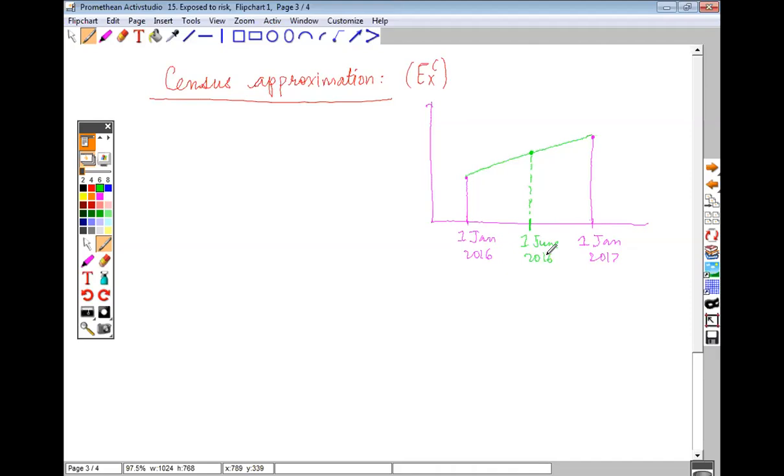Okay, but now if I want to do this, I would want to know a method to figure out this particular point, right? How can I figure out this particular point? So because now this 1 June, let's say, is in the middle of these 2 points, you can just take an average, because again, this is one linear line.